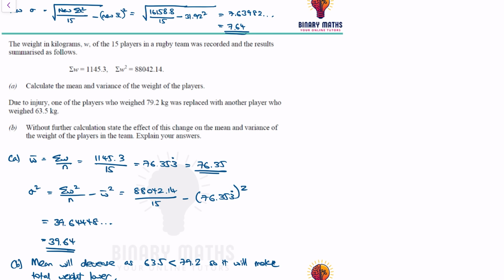So what will happen to the variance? So variance will increase as 63.5 is further away from the mean. So the mean is 76.35. 79.2 was closer. So 63.5 is a lot further away. So most likely the variance will increase. So it'll go higher. The data is more spread out because it's gone further away. That one data point has gone further away from the mean.